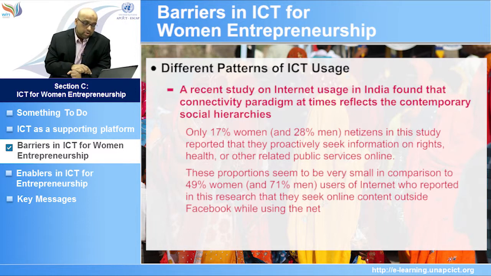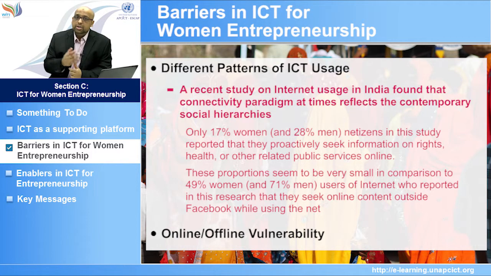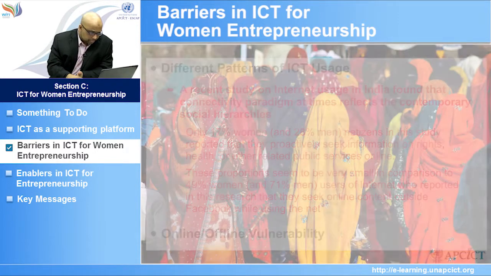The final one, when we talk about barriers related to ICT, is this online and offline vulnerability. We also mentioned this in core module 1. These social stigmas in many cases are multiplied in the cyber world, and are then used against women, saying, oh, you should not use it because ICT usage has made you more vulnerable. So those things really need to be identified and addressed.